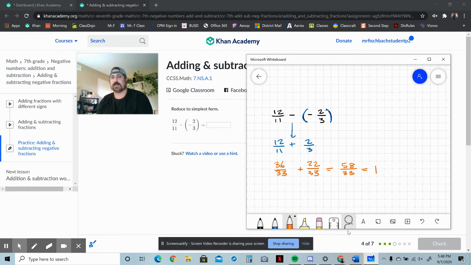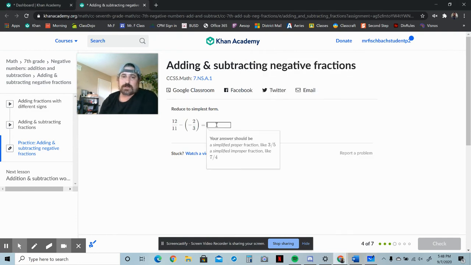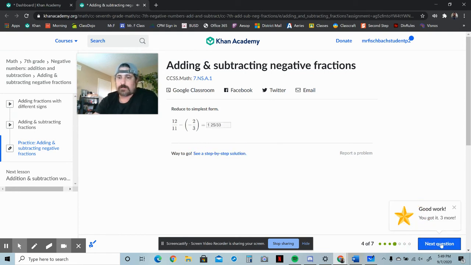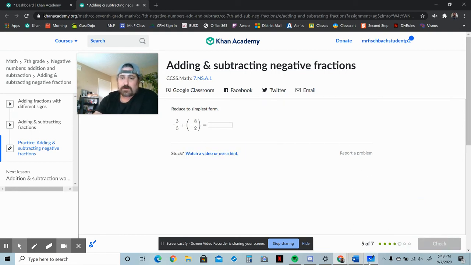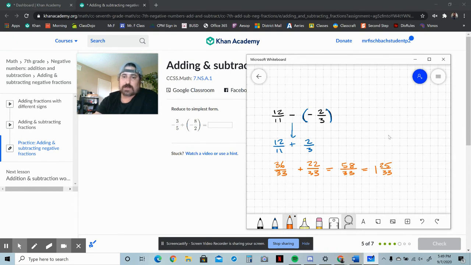So I would add 7 and 18 together, and I would get 25. So it's 25 30/3. I don't see any way to simplify that, so I think we're done. So that's our answer. So 1 space 25/33. And there we go.